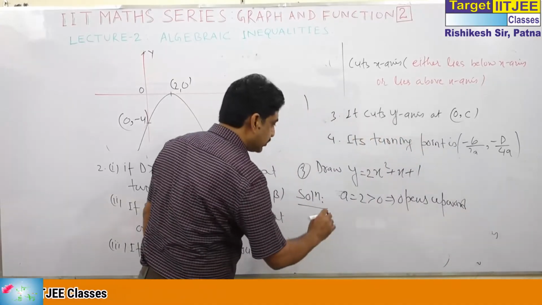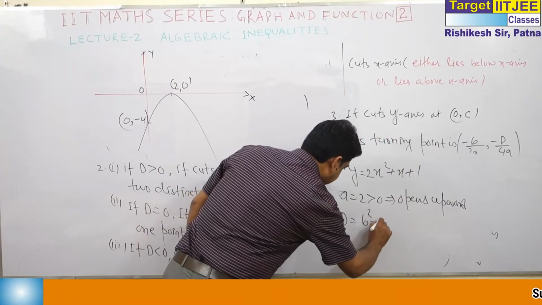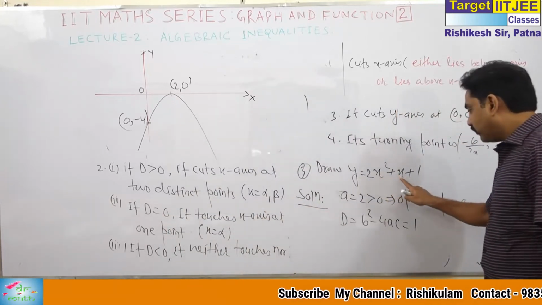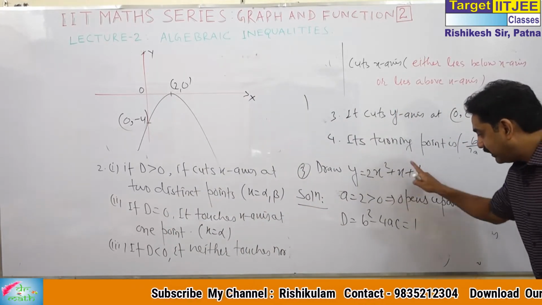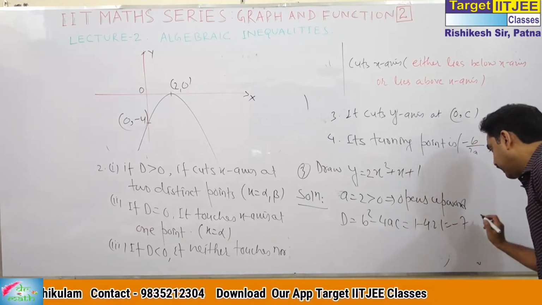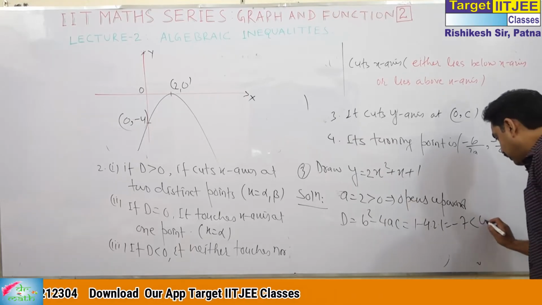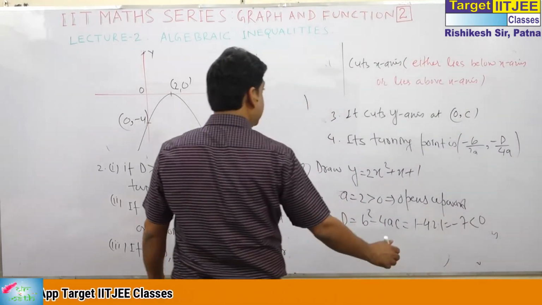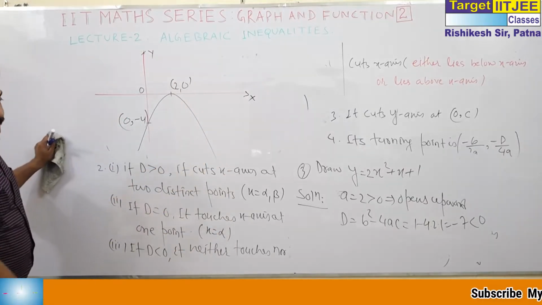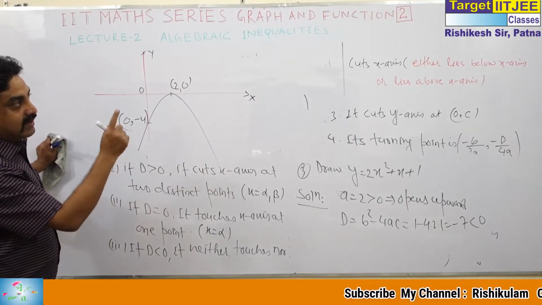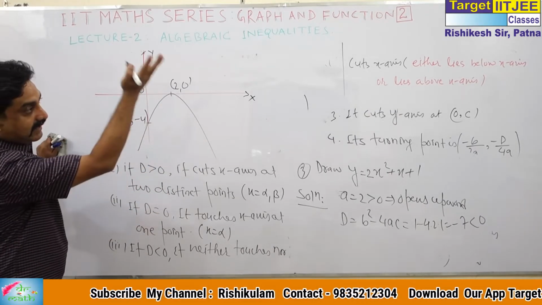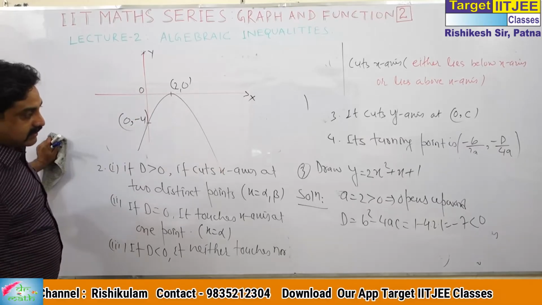Can we find its roots? No. What is D? B square minus 4AC. B square is 1, and minus 4AC is what? 1 minus 4 into 2 into 1. This is minus 7, less than 0. It means what? It means it neither touches nor cuts the x-axis. If D is less than 0, it neither touches nor cuts the x-axis. Either it lies below the x-axis or it lies above the x-axis.